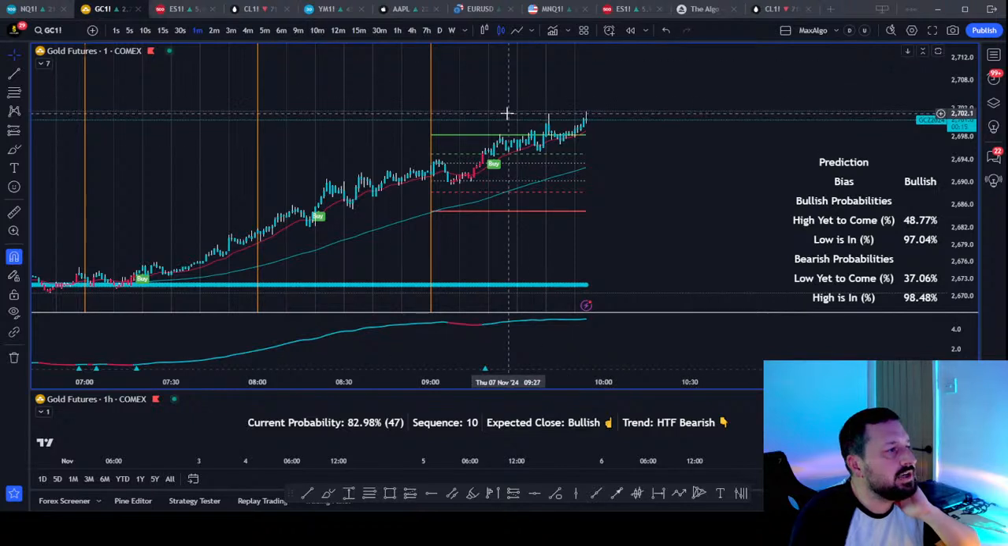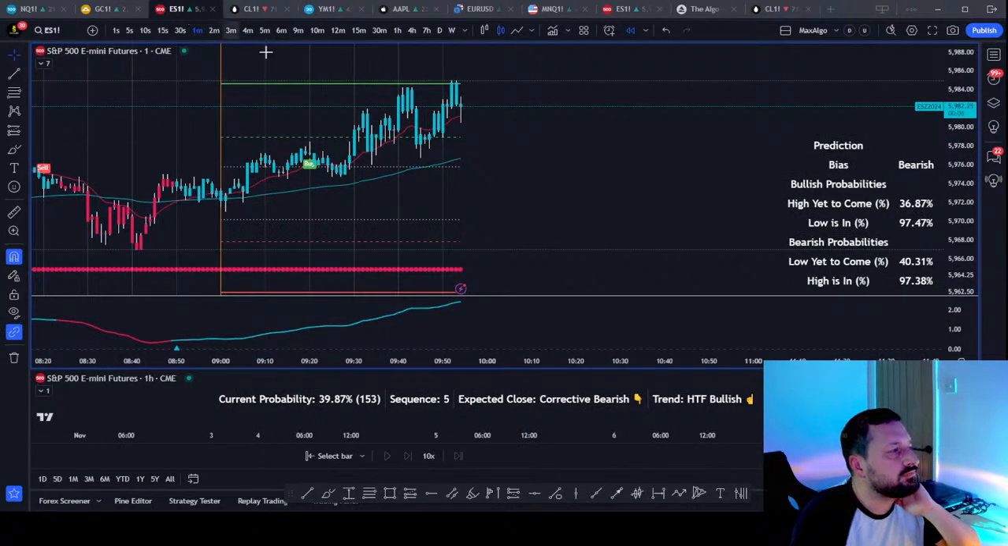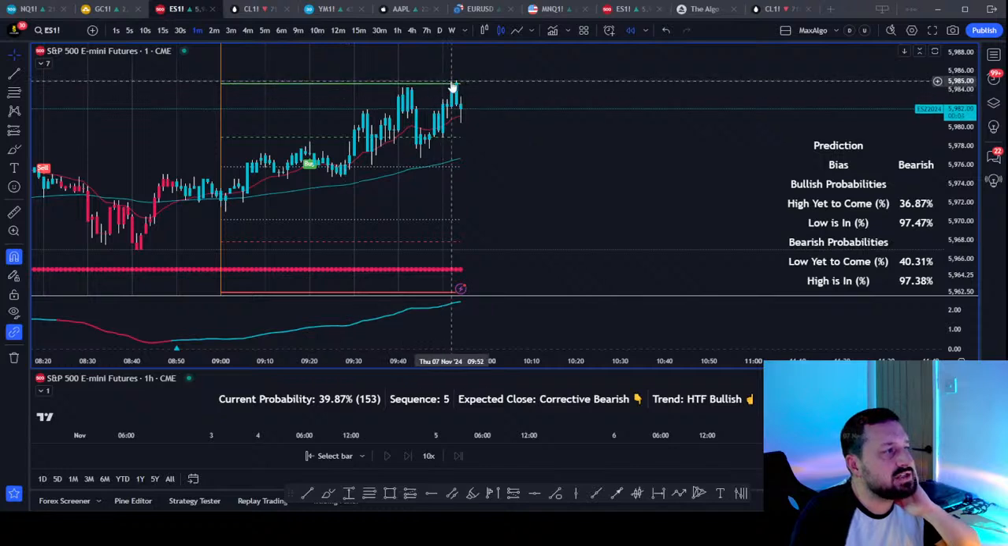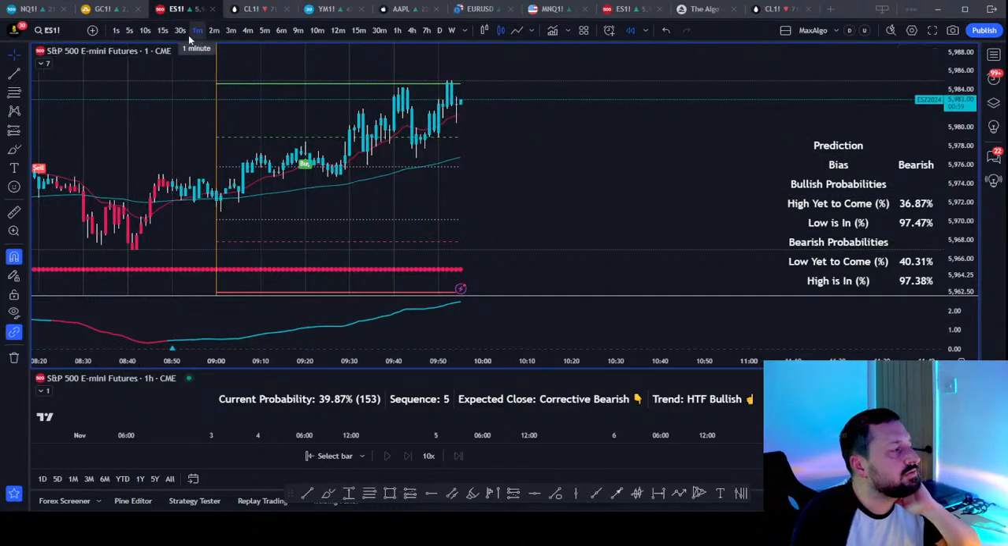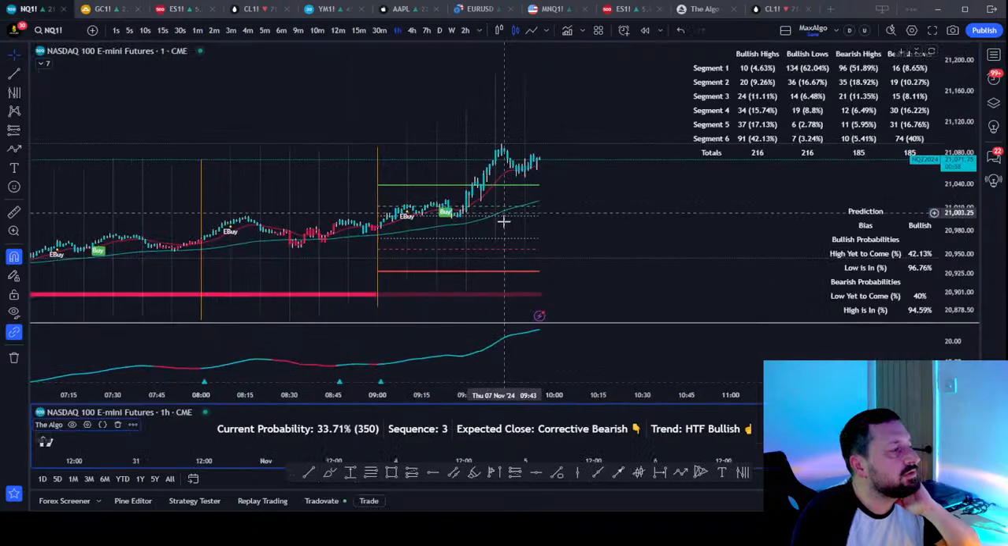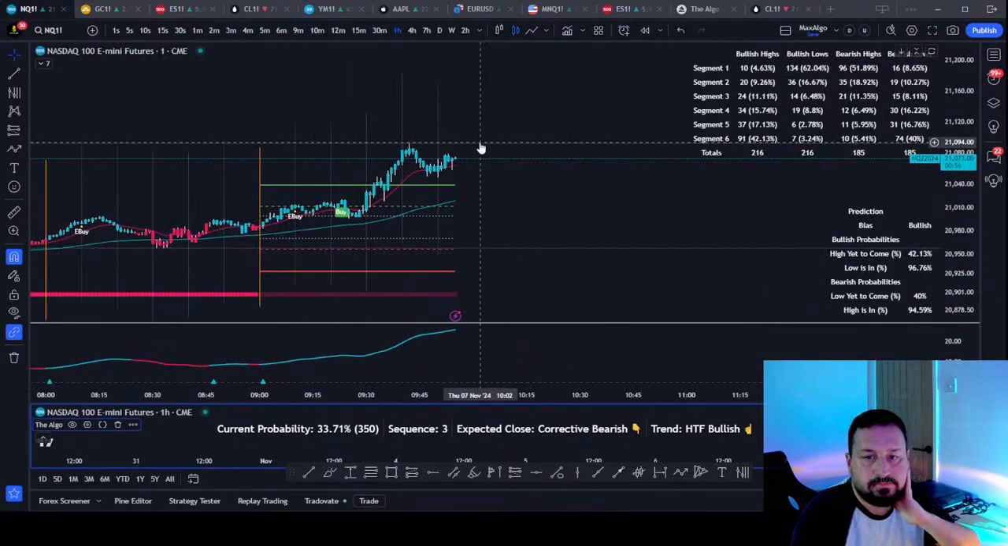Gold gets a new high in the last segment. Go gold. Yes, puts its high in the last segment. Perfect candle. NQ hasn't.